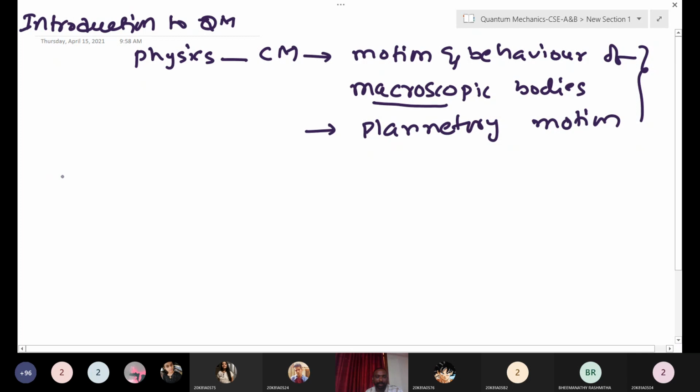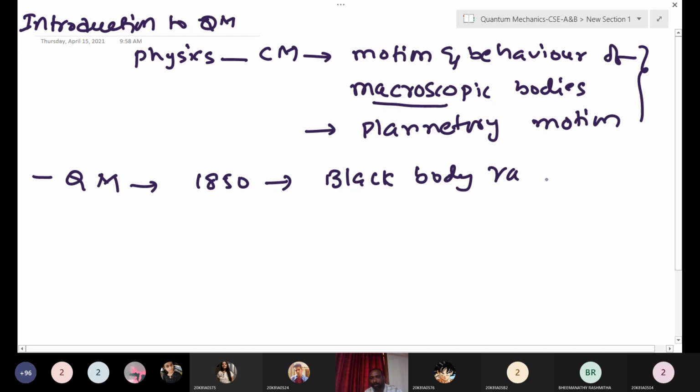Now, why did quantum mechanics come? In the 1850s the black body problem came. What is this black body radiation problem? When planets revolve around the sun, there were discoveries of black holes. If you go into the universe, it is completely black and we cannot see anything. Black holes mean dying planets; after dying, those planets look completely black and we cannot see anything.